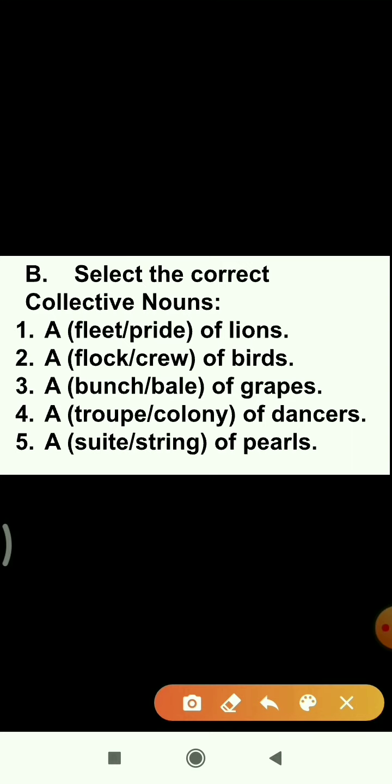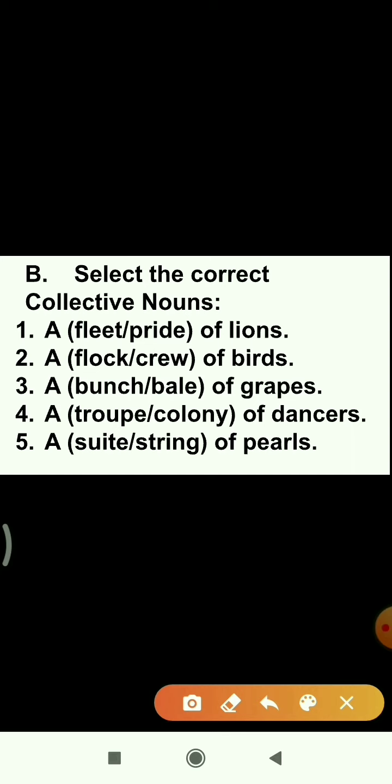Yeah. Now, the question goes, select the correct collective nouns. What is the question? Select the correct collective nouns. Okay, you know what collective nouns are? Group, right? Yeah. Now the first one. A fleet or pride of lions. So what should be the correct answer?